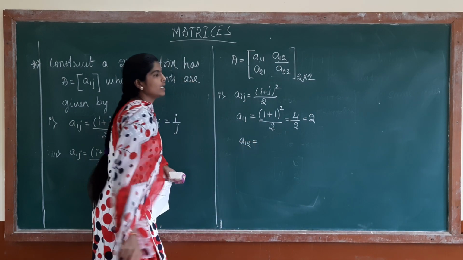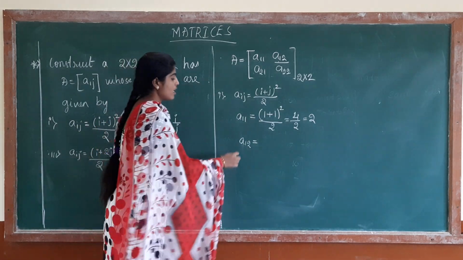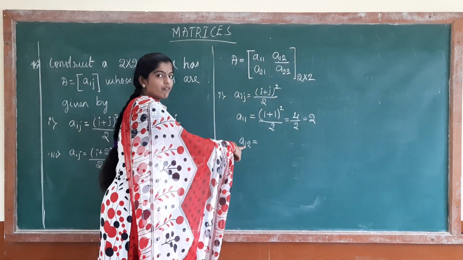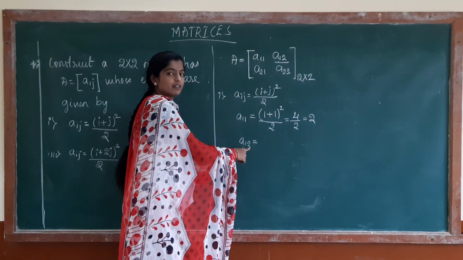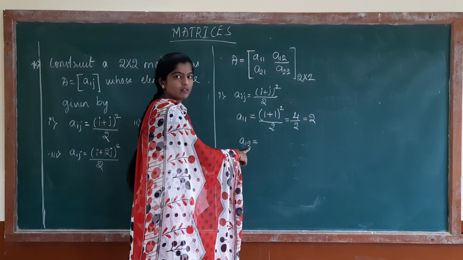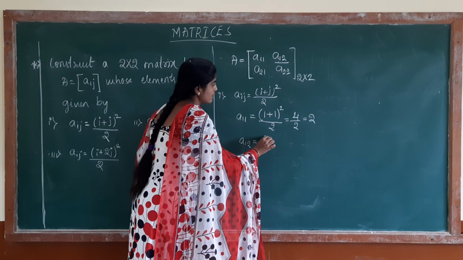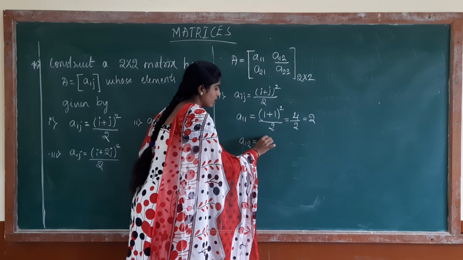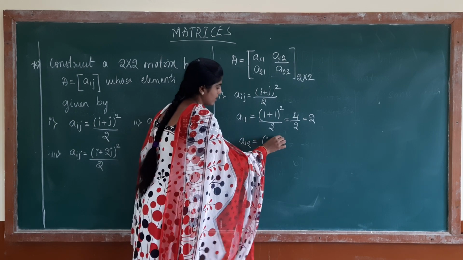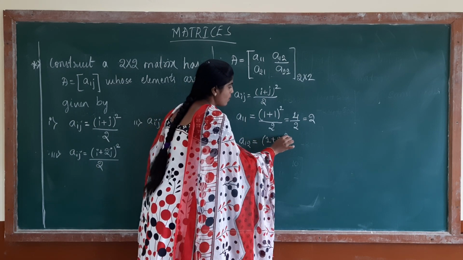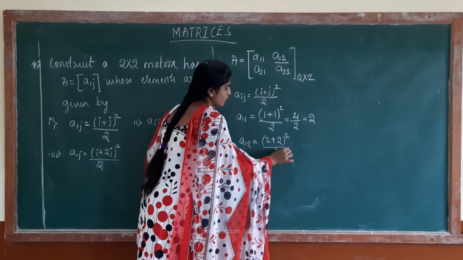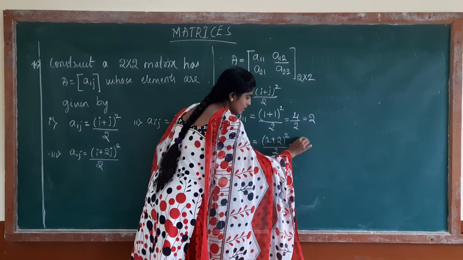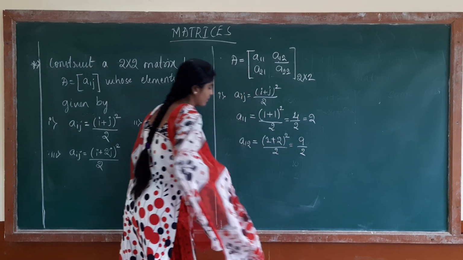A12. So if we take this element, what happens? First the i value is 1, second the number of column is 2. If you take this, that is, if we put 1 in the i place and 2 in the j place, what do we get? 1 plus 2 whole square divided by 2, that is 3 square means 9 divided by 2.